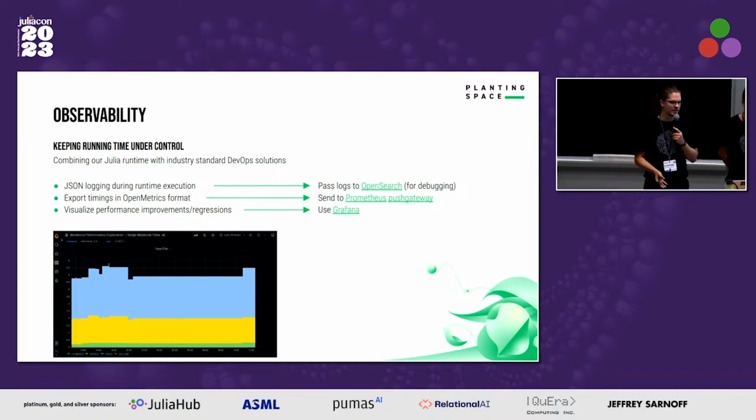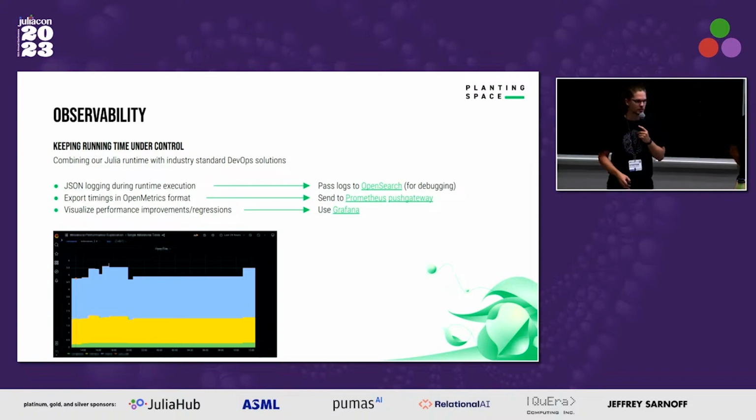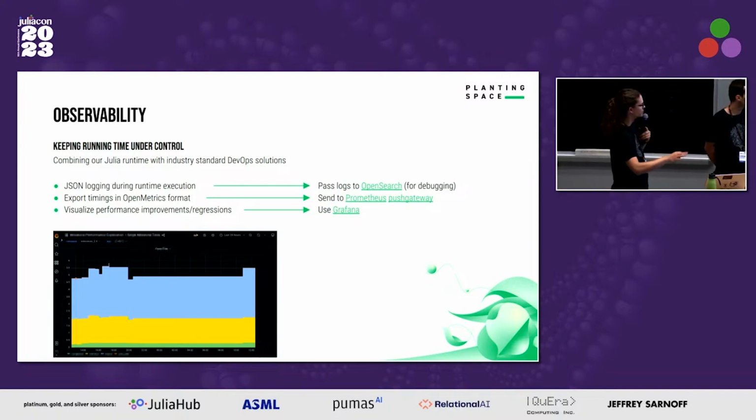We export some timings in the OpenMetrics format, which is then pushed to the Prometheus push gateway. That also works fairly neatly, because then we can visualize all of that in Grafana, and all of these three are standard DevOps tools. Here we see an example graph of the stages of our process, and we can really monitor how much time each one takes.